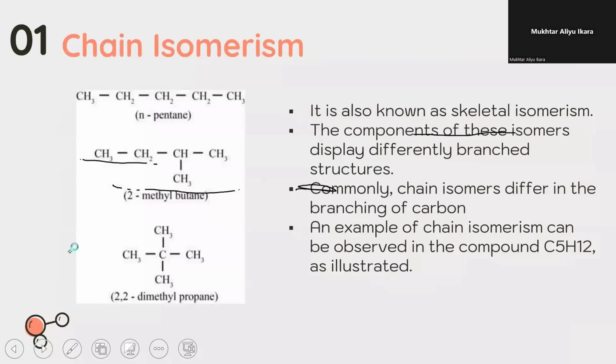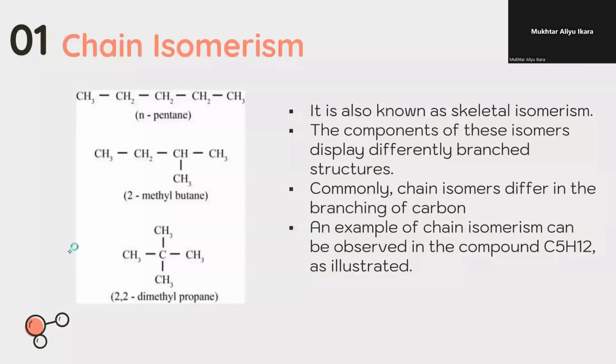chain isomerism. Chain isomerism is also known as skeletal isomerism, and the components of this isomer display different branch structures.